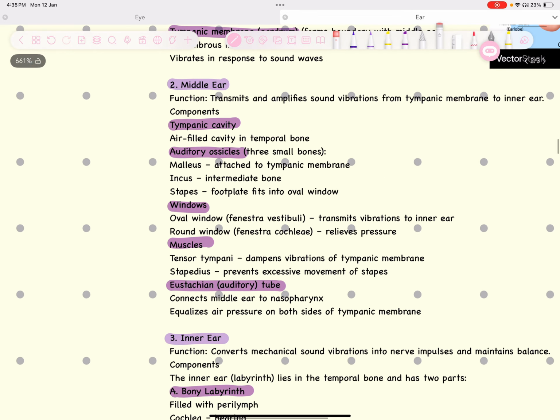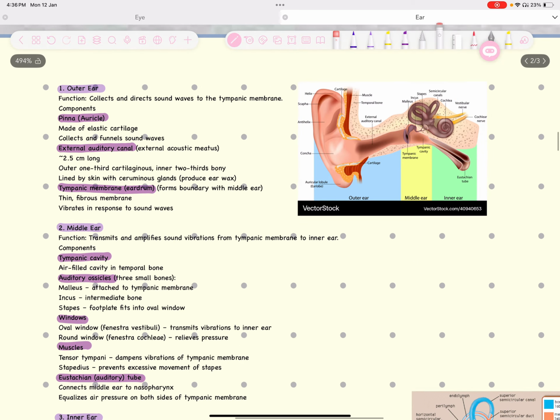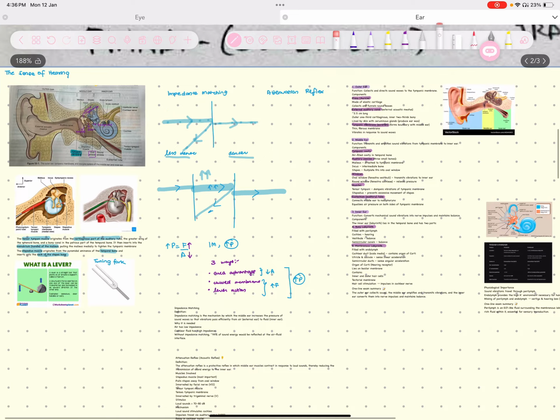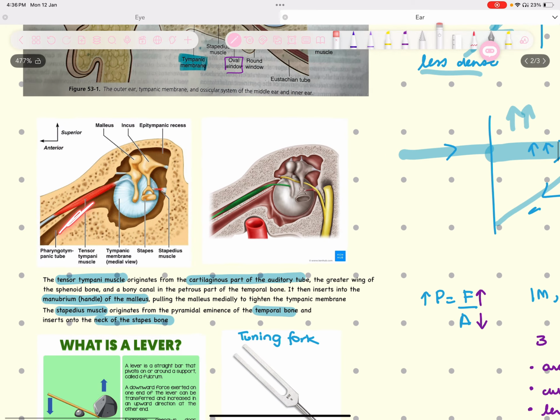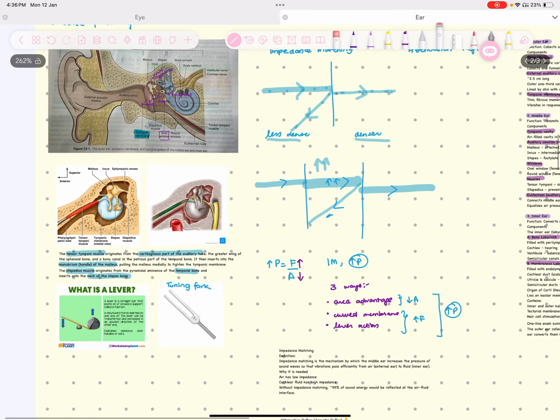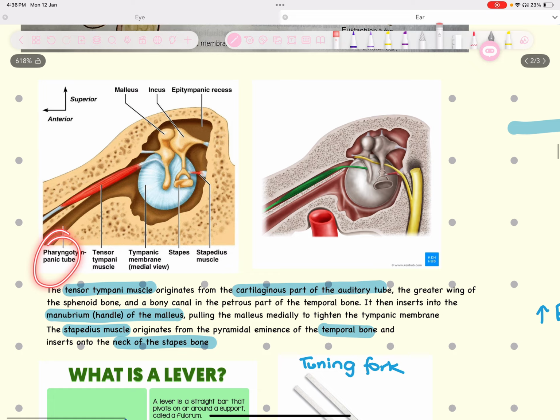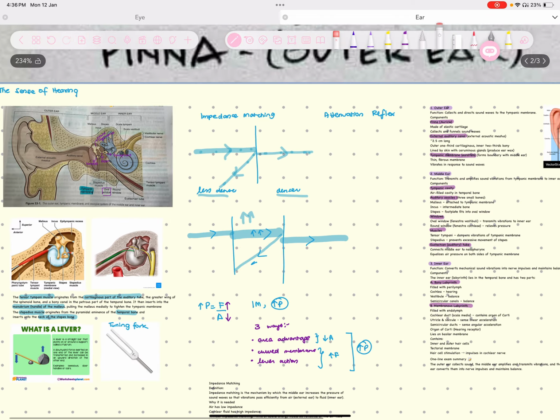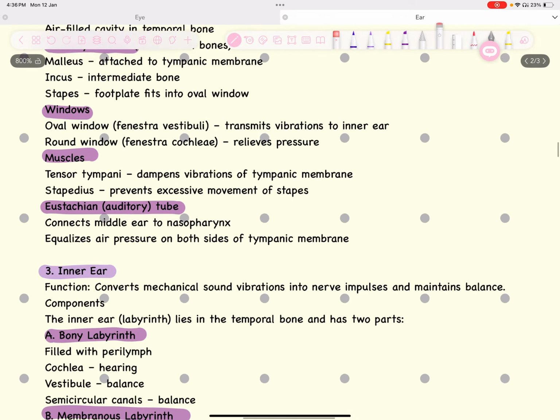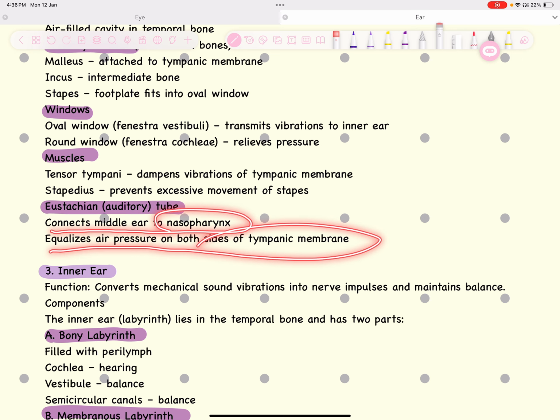So you have tympanic cavity, auditory ossicles, windows, muscles, and eustachian tube. Eustachian tube is also part of your middle ear. So eustachian tube you can see here. So it's also part of the middle ear, right? This is the eustachian tube, also known as the pharyngotympanic tube. It connects the middle ear to the nasopharynx. It equalizes air pressure on both sides of the tympanic membrane.